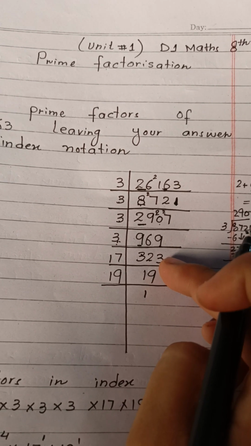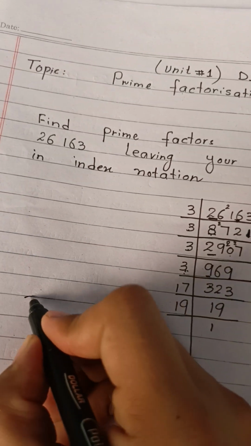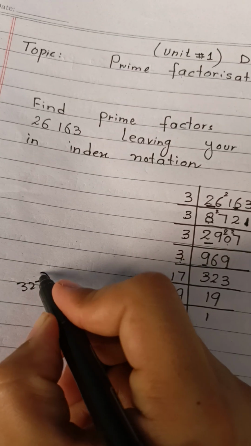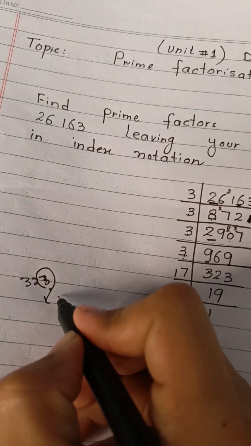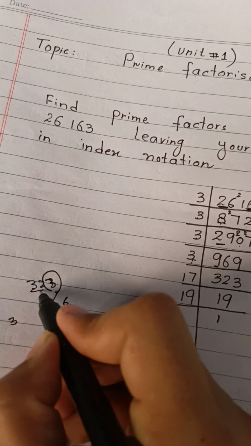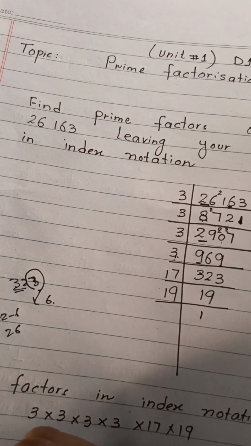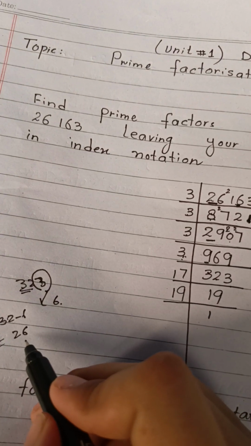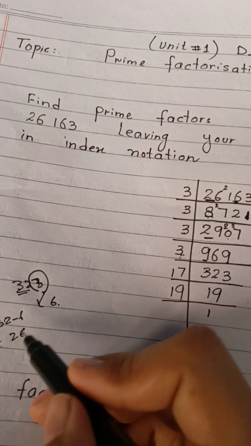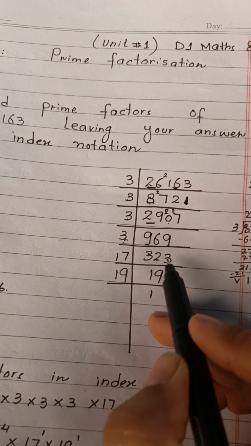Okay, after 5, the rule for 7 was 323. What was the rule for 7 to check whether it is divisible or not? Double the last digit. 3. Double of 3 is 6. Then this 6 will be subtracted from the remaining digits, that is 32. 32 minus 6 is 26. And we all know that 26 is not divisible by 7. Right? 26 does not come in the table of 7. So it is not divisible by 7 as well.